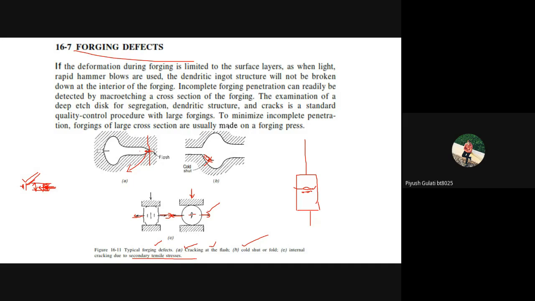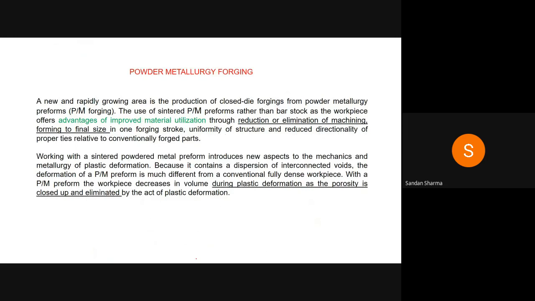Yes, sir. Yeah, so now we'll have the last part, powder metallurgy forging. In powder metallurgy forging, we have some advantage of improved material utilization, because again here powder metallurgy forging means first you are, if you want to give, let's say if you want to give some complex shape to your structure, okay, so you'll be simply putting it in a die, okay, and you are simply by using some polymer or some binder, you are giving this complex shape to your material.